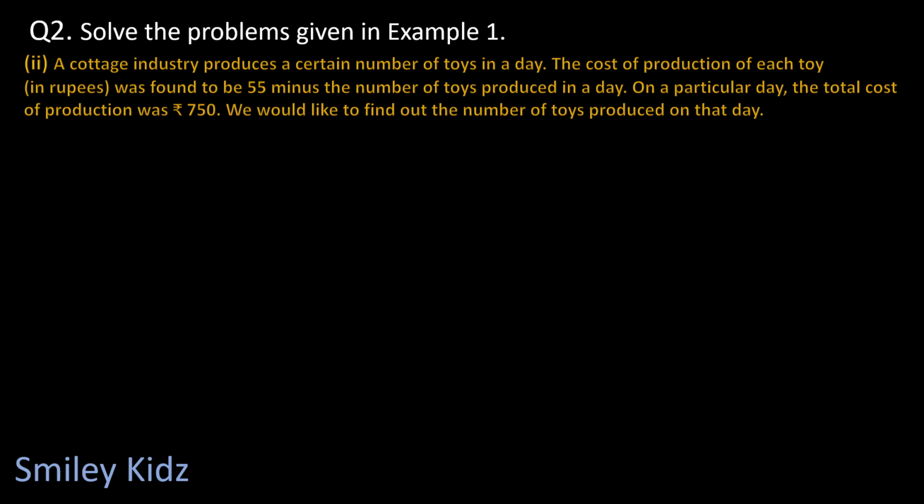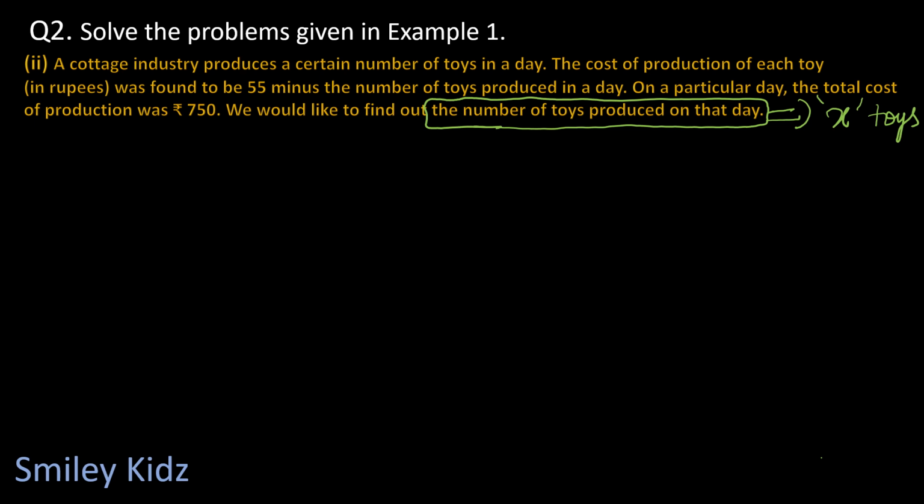This question is very interesting. A cottage industry produces a certain number of toys in a day. The cost of the production of each toy was found out to be 55 minus the number of toys produced in a day. On a particular day, the total cost of the production was rupees 750. We would like to find out the number of toys produced on the day. So the question is asking us to find out the number of toys produced on that day. So let the number of toys produced on that day be x toys.